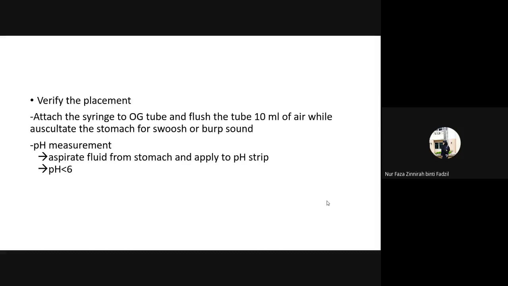Okay, so to verify the placement, we can do the swoosh test, where we attach a syringe and flush air while auscultating the stomach for the swoosh or bubbling sound. We can also do the pH measurement, where we aspirate fluid from the stomach and apply it to a pH strip, and make sure that the pH is less than 6.